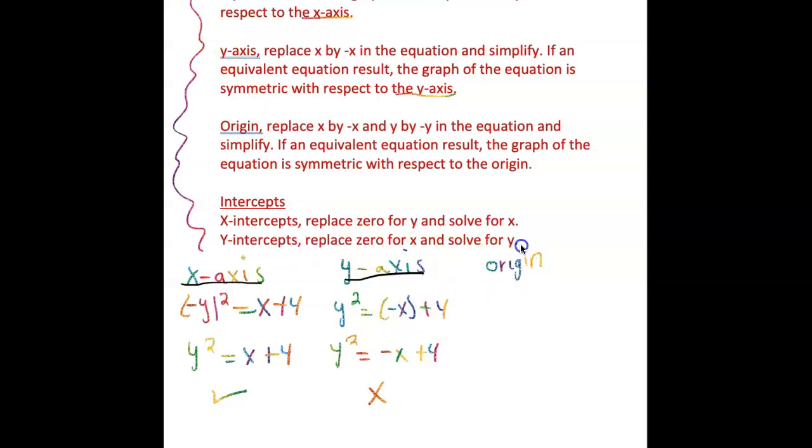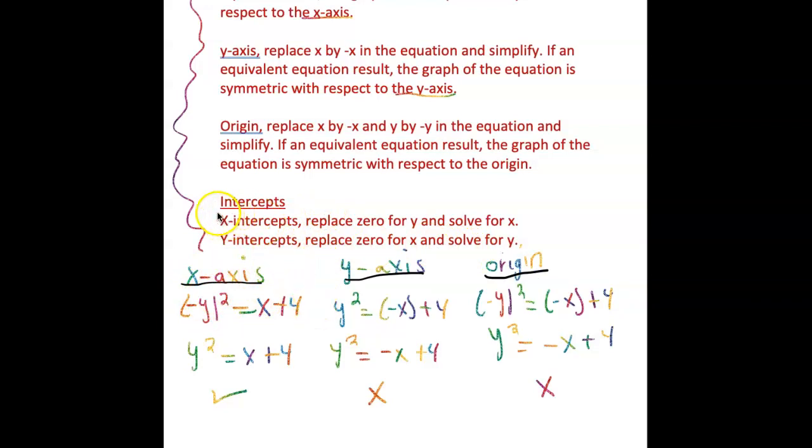Okay, then origin. I'm going to replace y with negative y and x with negative x, and I'm going to simplify. That becomes positive, which is good, but this one is negative, and this is not equivalent to the original, so it does not have origin symmetry. So we tested for symmetry, and we found out that it does have x-axis symmetry.